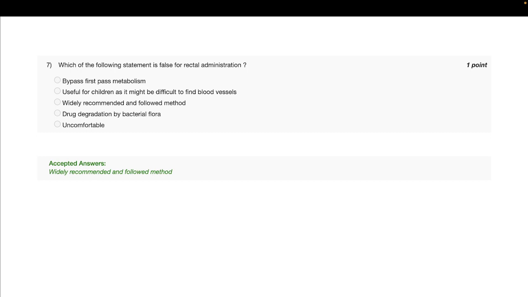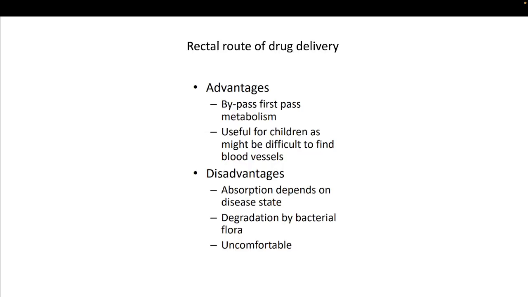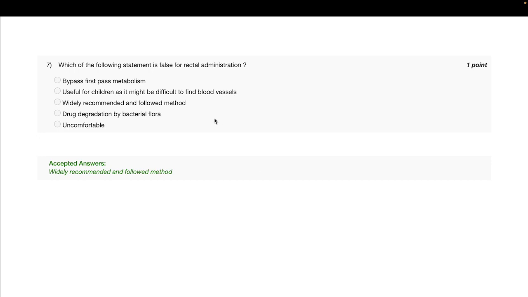So that is actually a disadvantage of this route of administration. The advantages are, first of all, it bypasses first pass metabolism, and it is mostly administered to children because it's highly uncomfortable for adults. In smaller children it's very difficult to locate the blood vessel, so you can't actually go for IV, and this route is beneficial for them. Since it's uncomfortable and needs trained personnel, it's not a widely recommended and followed method, so it is only followed in children. So the false statement is that it is widely recommended. Making sense?